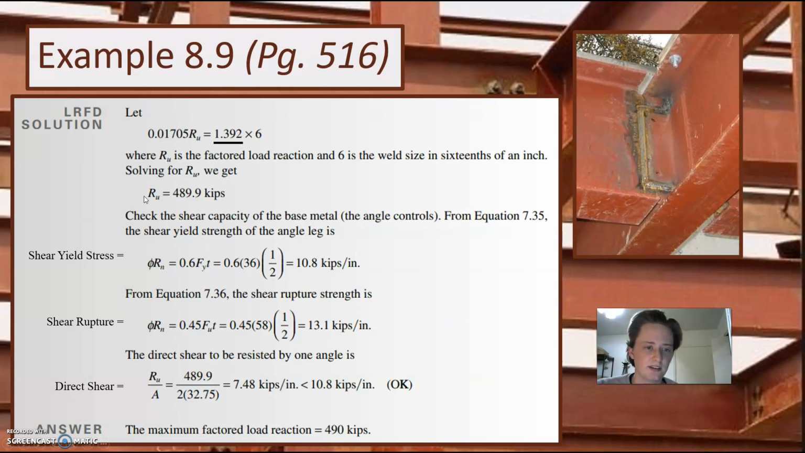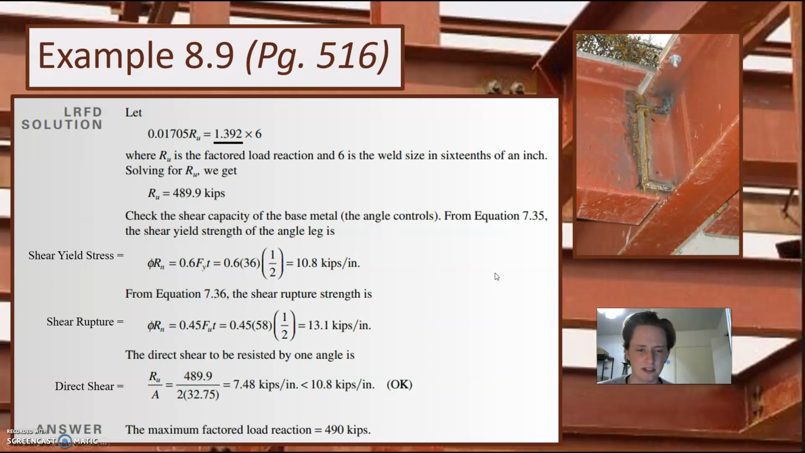And so now we're going to test that maximum factored load reaction through shear yield and shear rupture, and then we're going to compare that to the direct shear that we're going to experience. And so we have our shear yield stress, which is the lesser of the values, and we're going to compare that to the direct shear resisted by one angle, and we'll get 7.48 kips, which is less than 10.8 kips. And so our factor checks out, and our maximum factored load reaction is 490 kips.